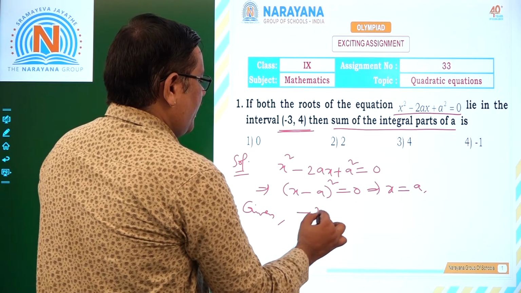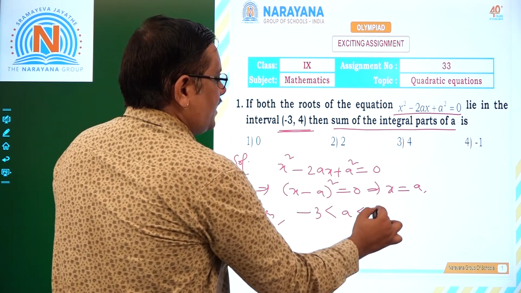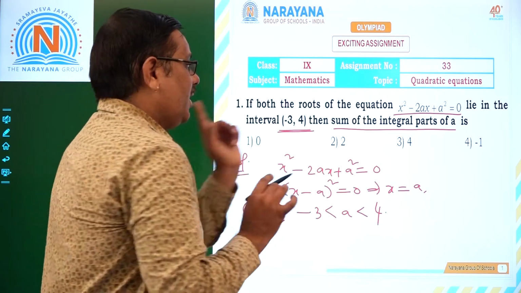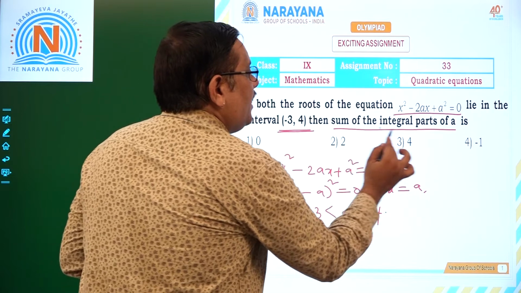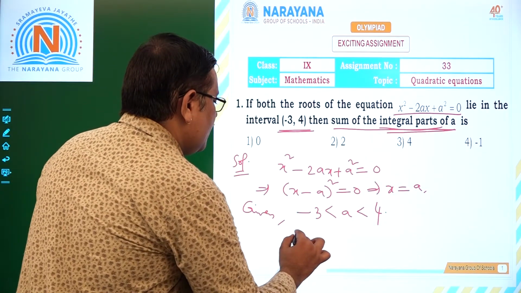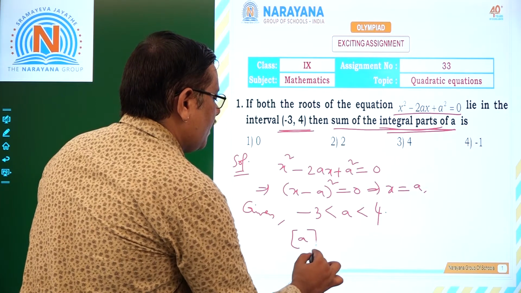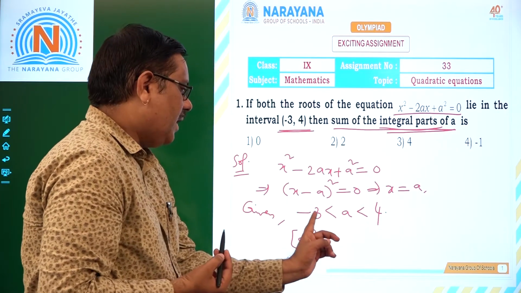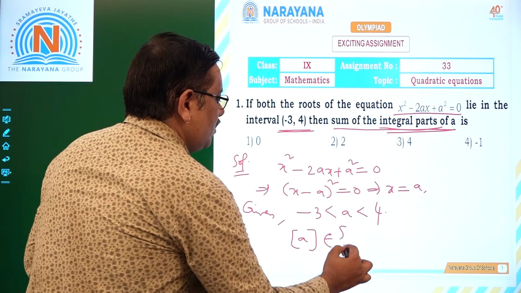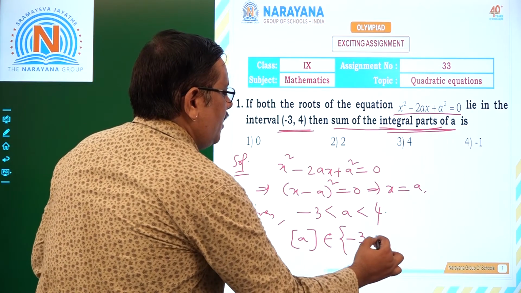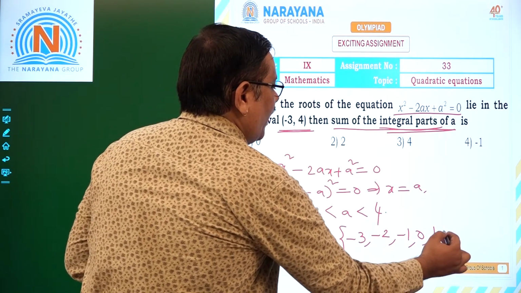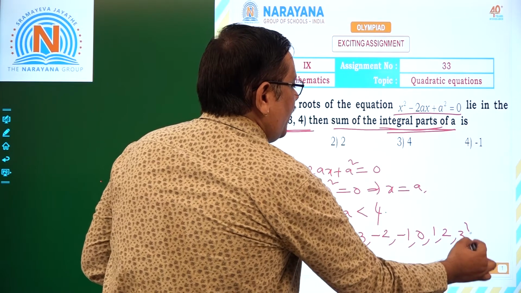Given minus 3 is less than a is less than 4. a is in between minus 3 and 4. Then what is he asking? Sum of the integral parts of a. What do you mean by integral parts of a? Step a. If a is in between minus 3 to 4, what is step a? Step a belongs to the set of minus 3, minus 2, minus 1, 0, 1, 2, 3.